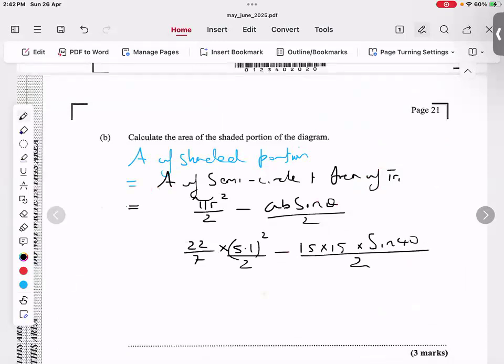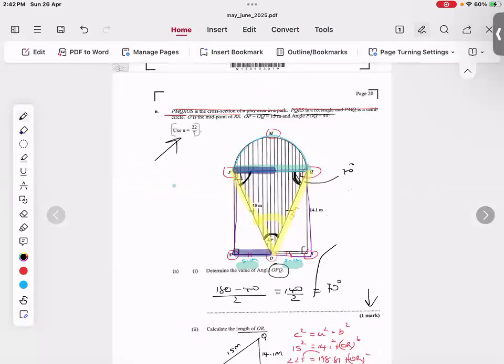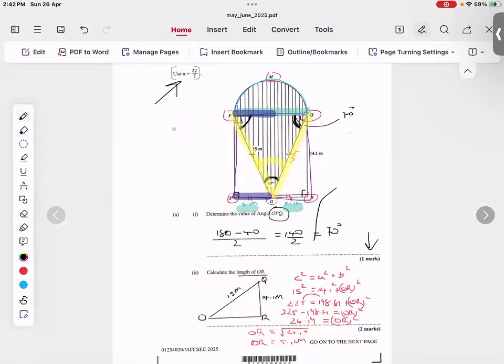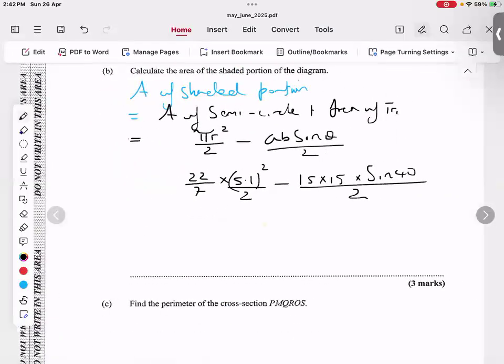Remember now, people, they do not put information on the diagrams if we're not going to use it at some point. You realize that everything on the diagram, we use it. We use the 40, we use the 15, we use the 14.1, we use the 5.1. We use the 22/7.